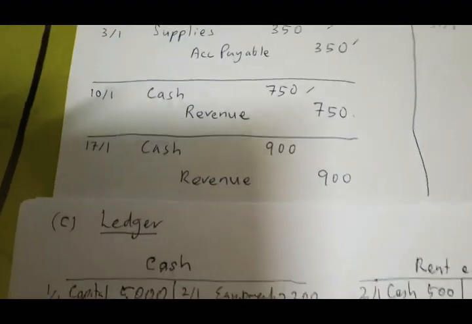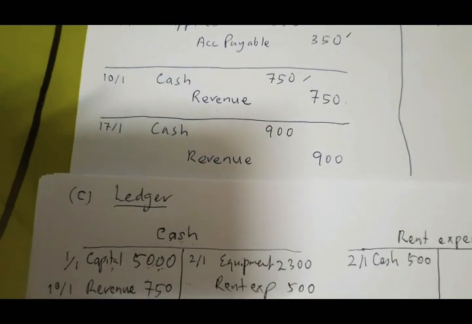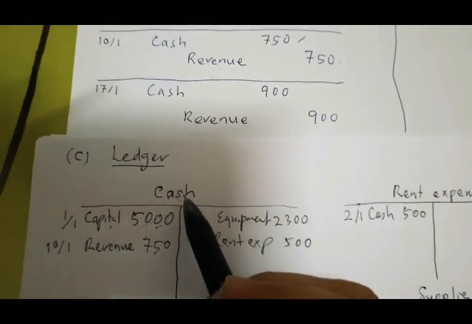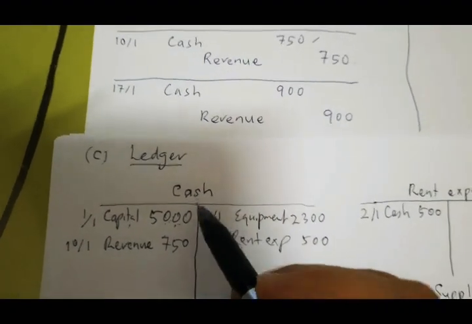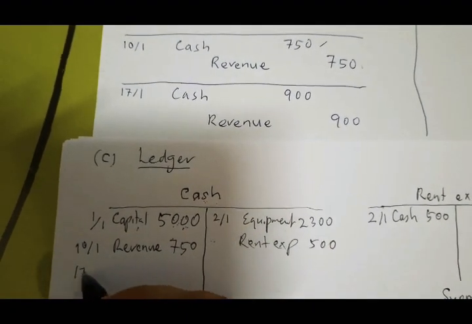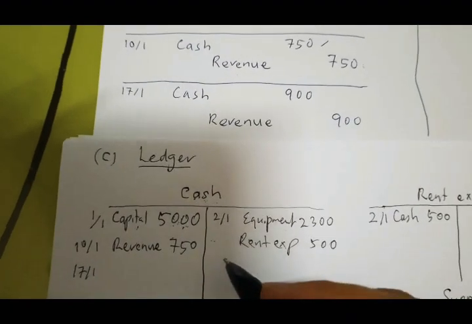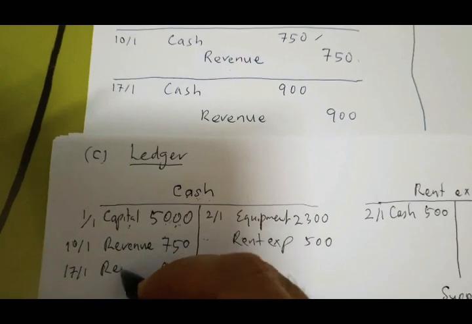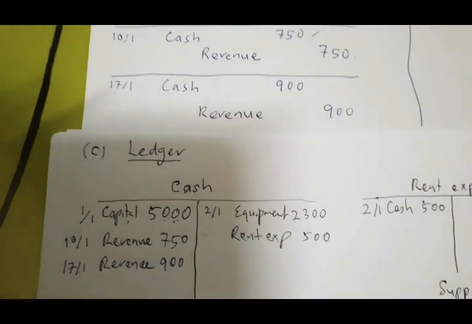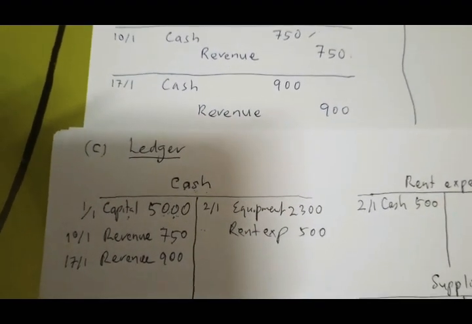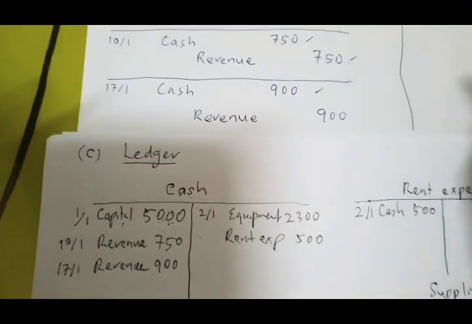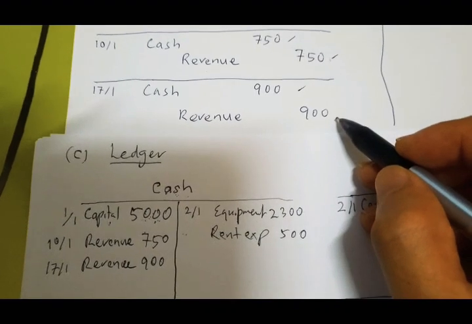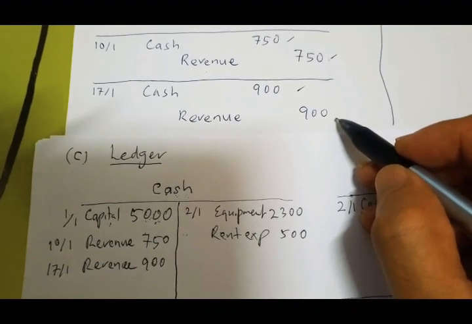The next thing is on the 17th of January, debit cash 900, credit revenue 900. So this is account cash. You have to debit 900. The date is 17. The amount is 900. Refer to account revenue. And then, this is done. The next thing on the 17th of January is you have to credit revenue 900.